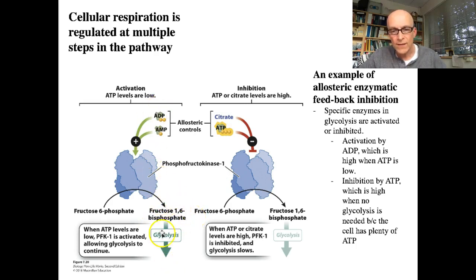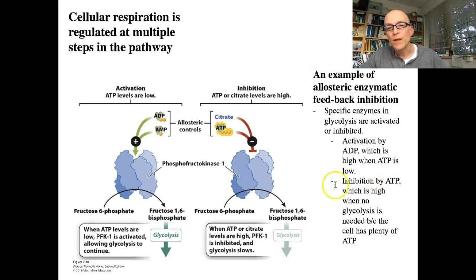And so then glycolysis is turned on. You see the dark green arrow indicating that. So when ATP levels are low, this enzyme is activated, allowing glycolysis to continue. But when ATP is high or citrate levels are high, then they will bind here allosterically. They will inhibit this, and then glycolysis is dimmed out. You see that this is no longer dark green, suggesting that it's now no longer active.